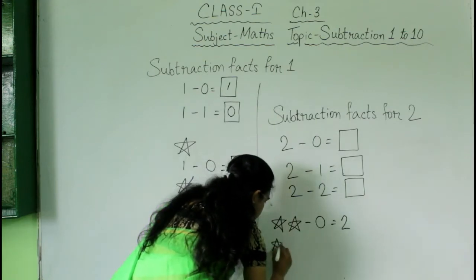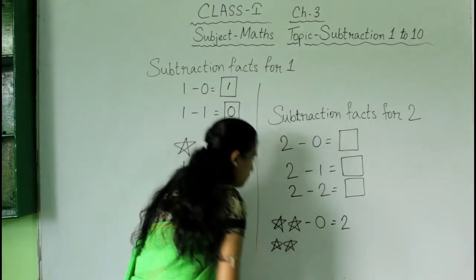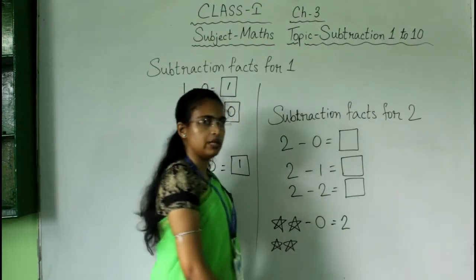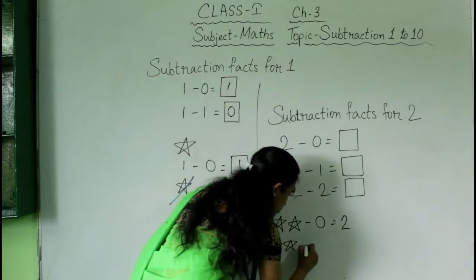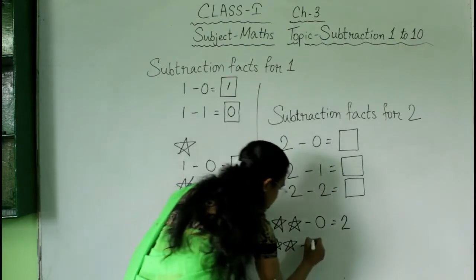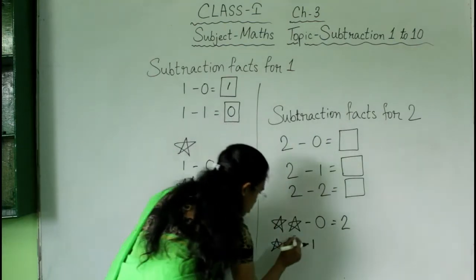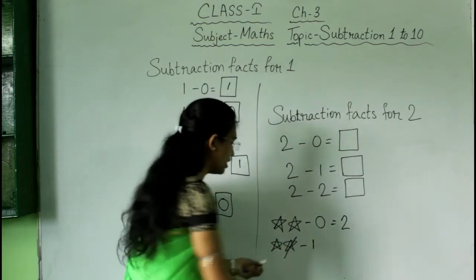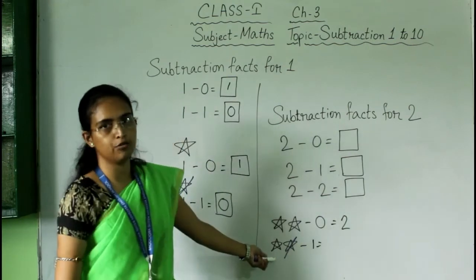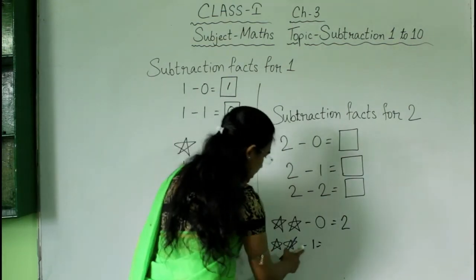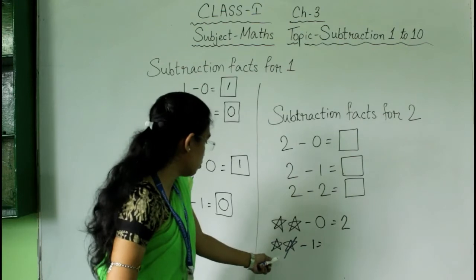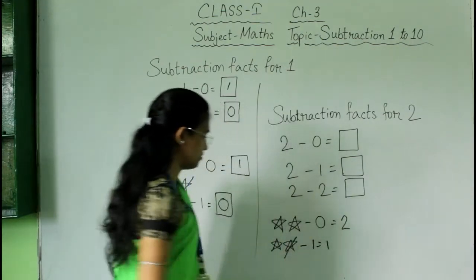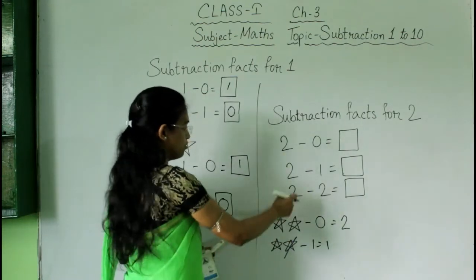Now I have 2 stars, but I have given 1 star to my sister. How many stars have I given from these 2 stars? 1 star. That means I have to cut 1 star. So how many stars do I have left now? Only 1. So 2 minus 1 equals 1. Got it?